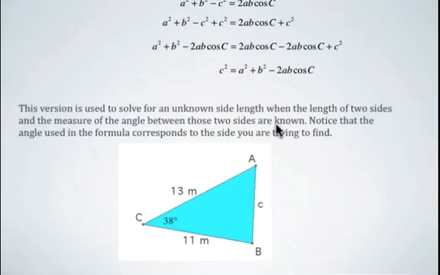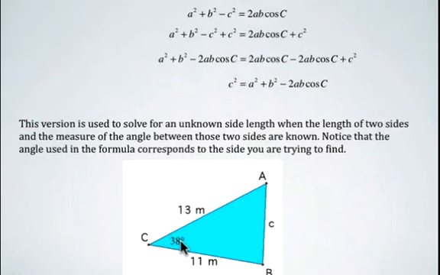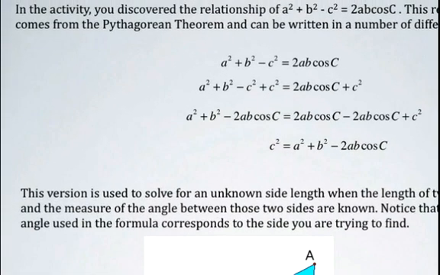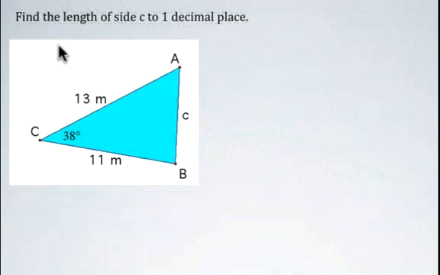Now, the type of problems we can solve is if we're given two side lengths, like we are here, and the angle between them, and we say that that is the contained angle between these two sides, and we're looking for the corresponding side for this angle, we can use the cosine law. And so what we're going to do is try a problem here where we're going to sub in. We want to find the length of side C to one decimal place.